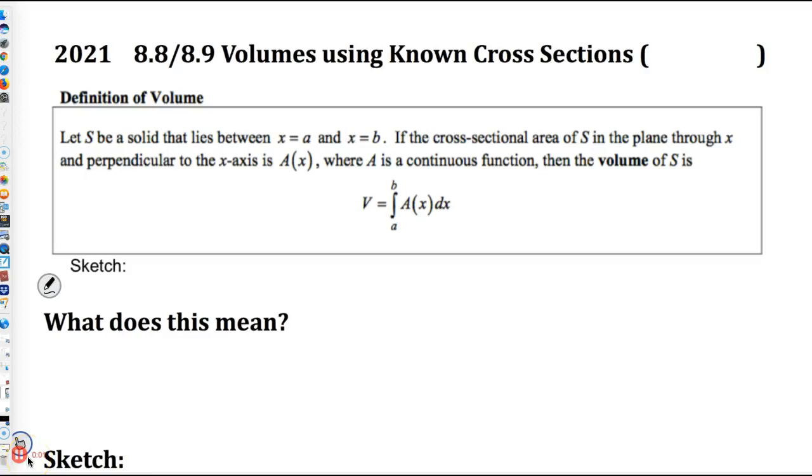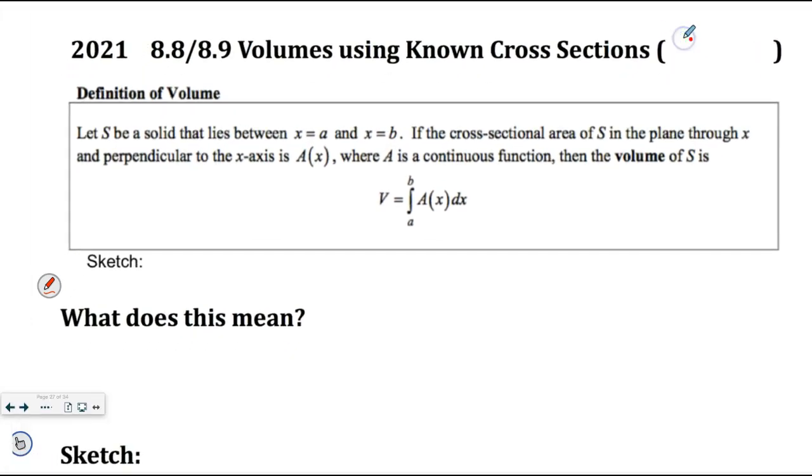All right, so we're going to start moving into volume. We're going to start with what's called volumes using known cross sections. This is one of calculus's biggest claims to fame. It's where all volume comes from and all geometry formulas come from. And so we're going to use the idea of slicing. So kind of think of slices.